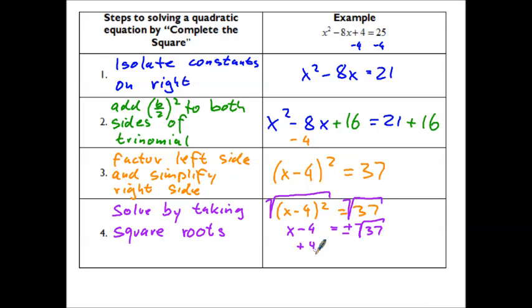Add 4 to both sides. And x is equal to 4 plus or minus the square root of 37. The square root of 37 cannot be simplified any further since it's a prime number. 4 plus the square root of 37 is one of the solutions, or 4 minus the square root of 37 is the other solution. We have two solutions, remember, and both solutions are irrational numbers.